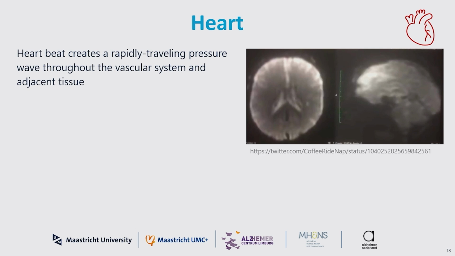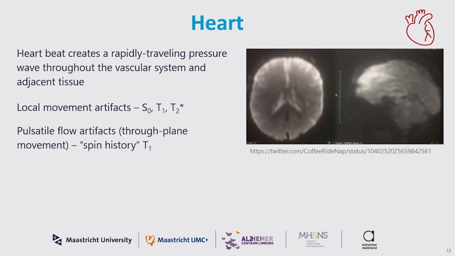I don't know if the video works, but how does this then affect your fMRI data? So the heartbeat creates a rapid traveling pressure wave through the vascular system. The video doesn't work, but what you would normally see, you might have seen it already, which is good because then I don't need to show you the video, is this pulsating brain due to the heartbeat. This could move because it pulsates. This could lead to local movement artifacts and also to pulsatile flow artifacts. So within the voxel, the spins that flow through might be different because of the spin history.